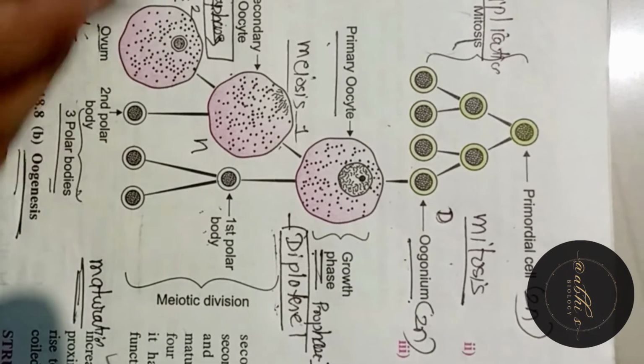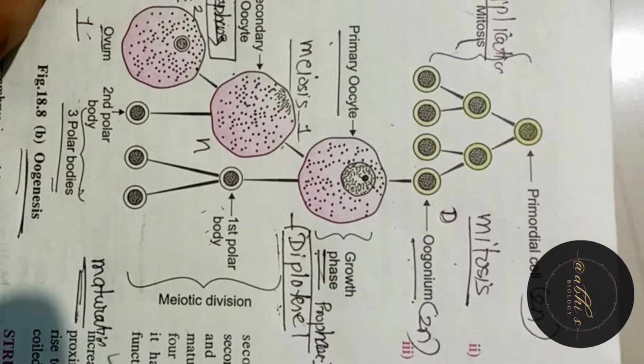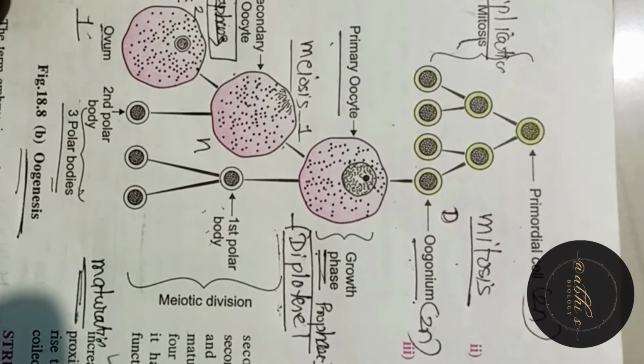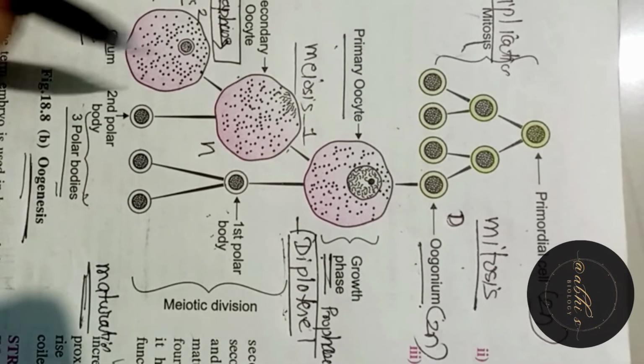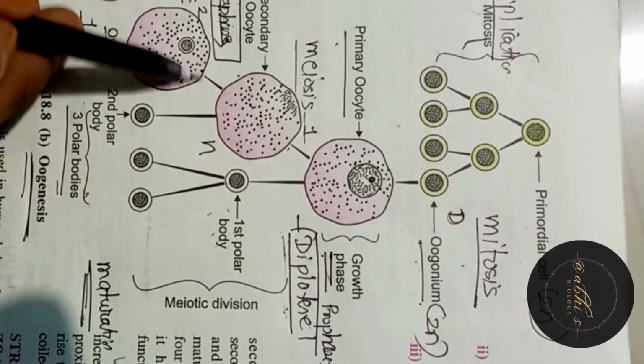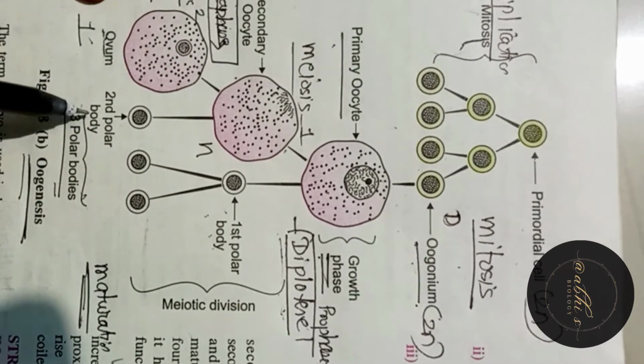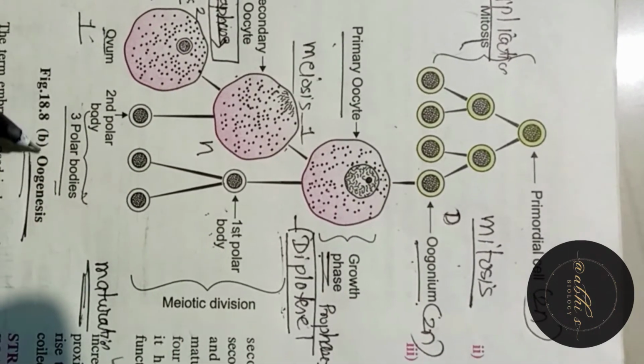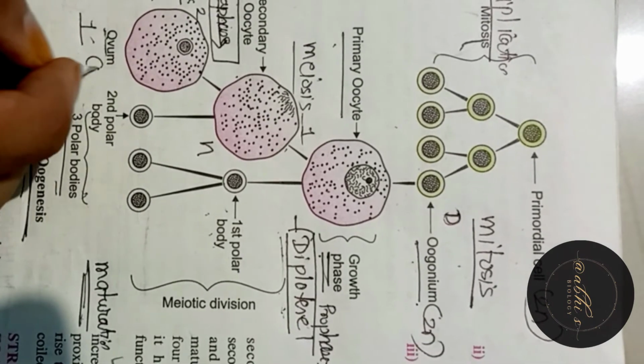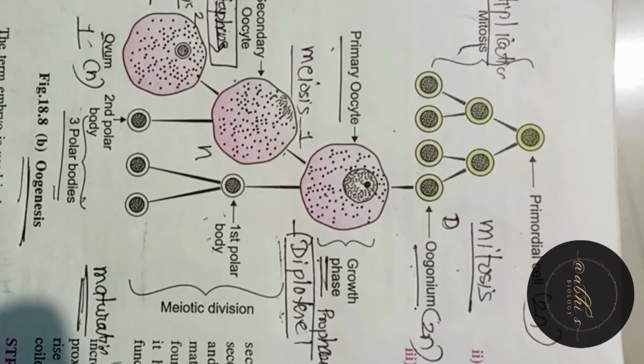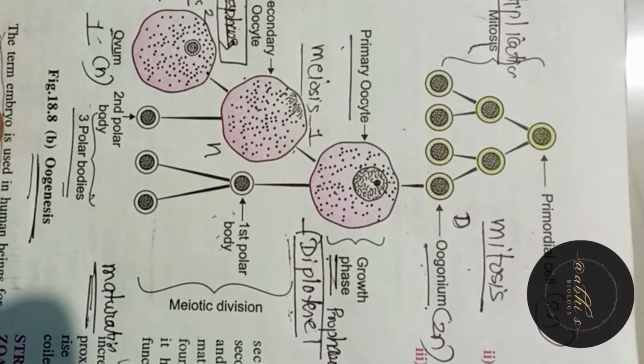It proceeds to meiosis 2. In meiosis 2, again it gets arrested at metaphase, and during ovulation it gets released from metaphase and starts the ovum formation and one polar body. So overall, here we are getting only one haploid ovum and the remaining 3 polar bodies. So it is all about oogenesis.